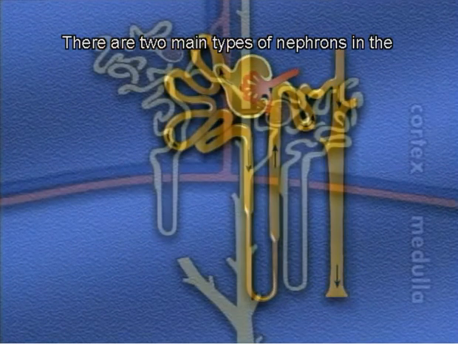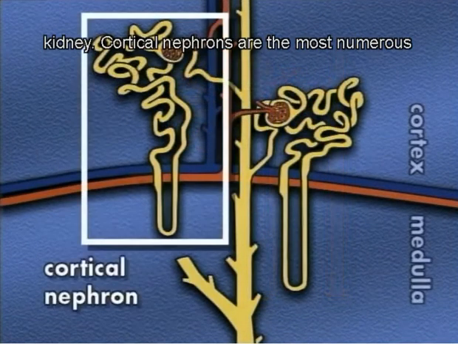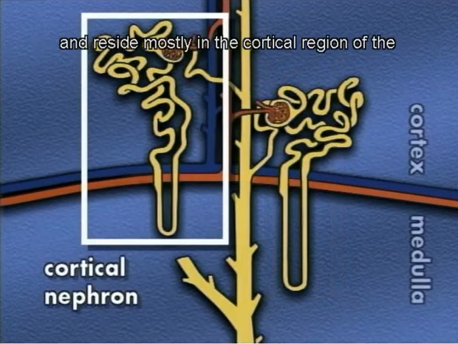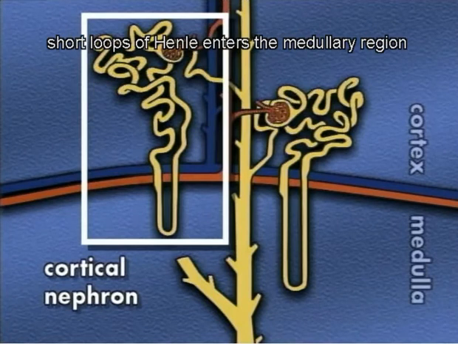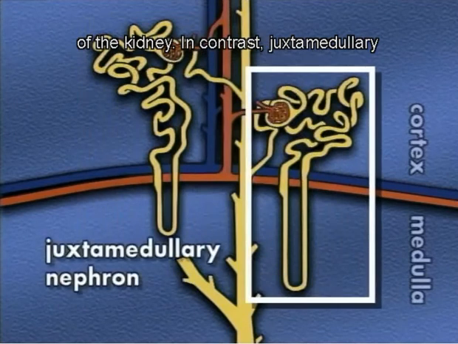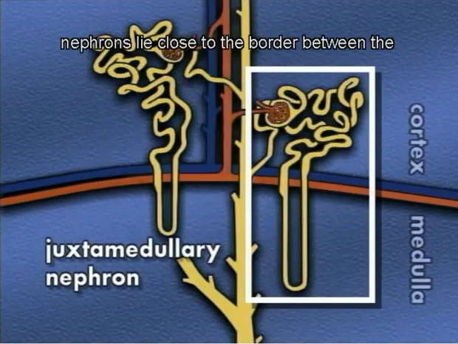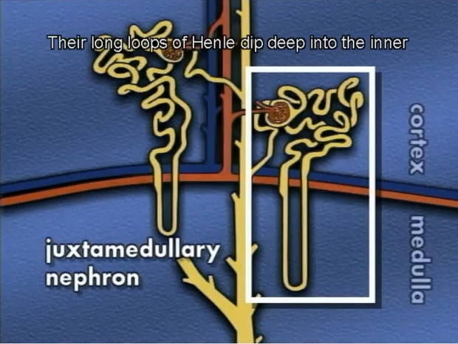There are two main types of nephrons in the kidney. Cortical nephrons are the most numerous and reside mostly in the cortical region of the kidney. Only a small portion of their relatively short loops of Henle enters the medullary region of the kidney. In contrast, juxtamedullary nephrons lie close to the border between the cortex and the medulla of the kidney. Their long loops of Henle dip deep into the inner medullary regions.